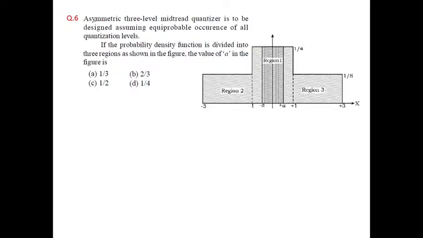Now the question is saying that this is an asymmetric three-level mid-tread quantizer. So if it is mid-tread, this means that 0 is a representation level. So minus a and plus a are the decision boundaries. So assuming equiprobable occurrence of all quantization levels, this means that the area between two decision boundaries must be equal for all the decision boundaries. So region 1, region 2 and region 3 are having equal area.